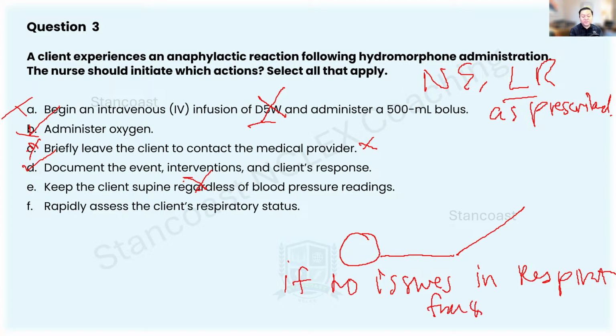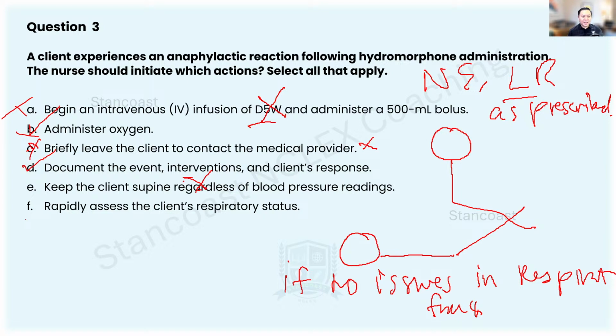However, if your patient has wheezing, then you don't have to do the head down. What you're going to do is make sure that the patient is sitting upright in order to facilitate breathing, okay? So keeping the patient supine regardless is a wrong treatment here.